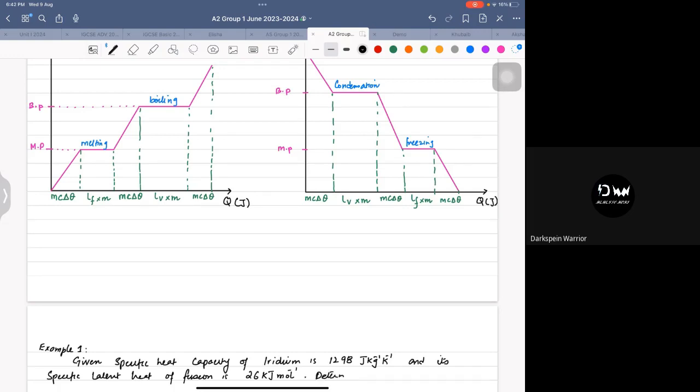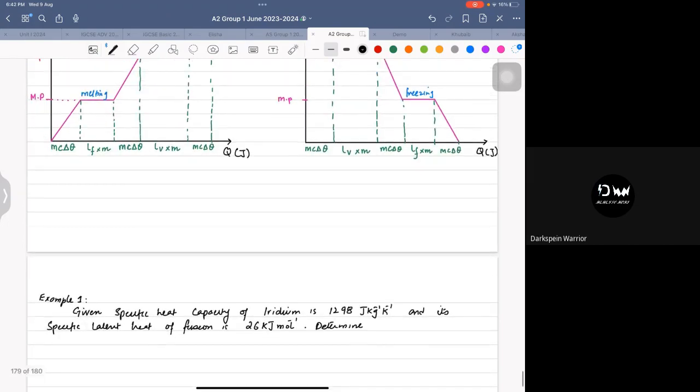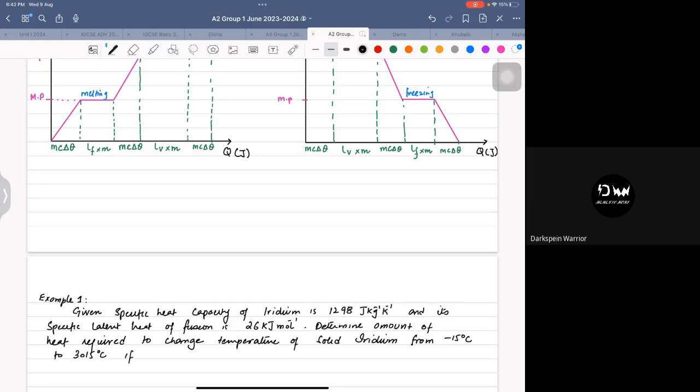It says determine the amount of heat required to change the temperature of solid iridium from negative 15 degrees Celsius to 3015 degrees Celsius if 5 kilogram iridium is heated. That's the question.